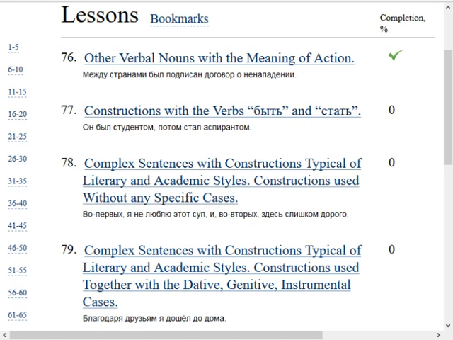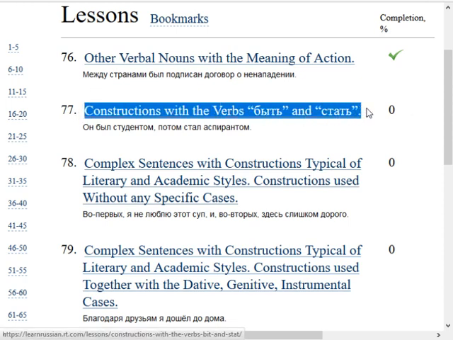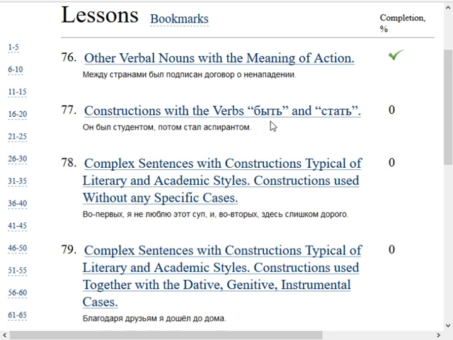Hello, everyone. We're up to lesson 77, and I have to say it's pretty funny that they waited until lesson 77 to talk about constructions with the verbs быть and стать, because these are probably two of the most important verbs in any language. Быть is to be, which is usually literally the very first verb that you learn in any language. To be and to have, those are the first two verbs that you learn in any language.